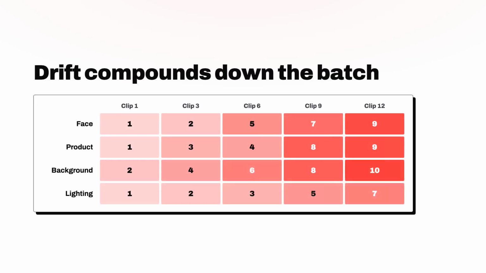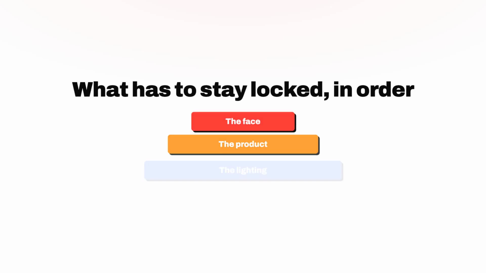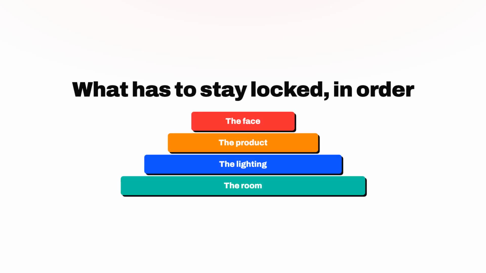And it isn't random. Drift gets worse the further you get from the reference, and it compounds. Clip 12 barely resembles clip 1. There's an order to what has to stay locked. Face first, because that's what people track, then the product. A viewer will forgive the lighting and the room long before they forgive a changing face.